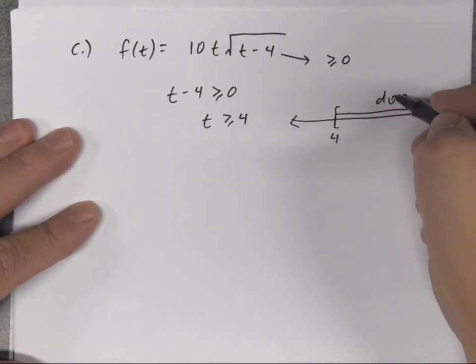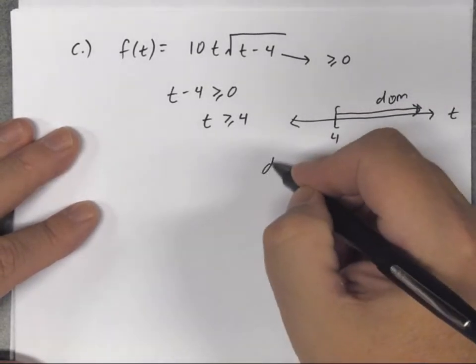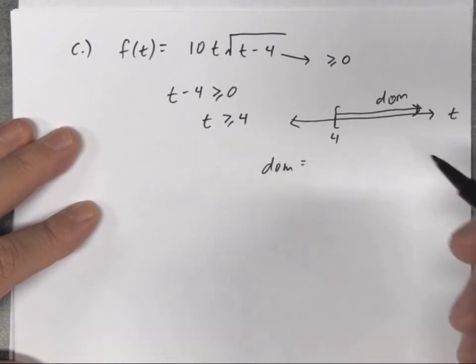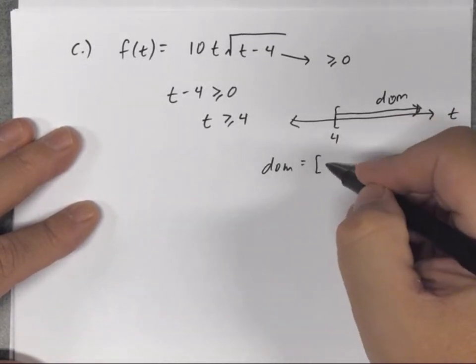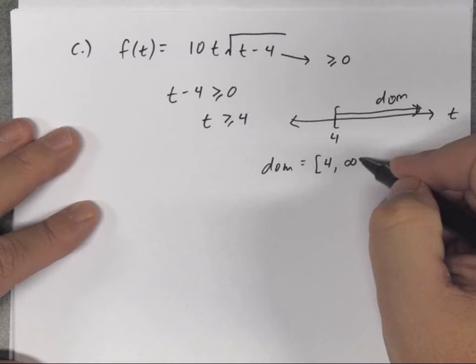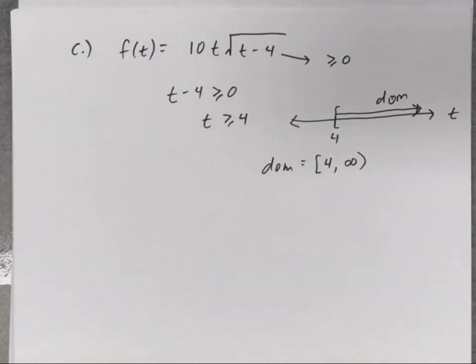So this is now my domain. If I want to write it as an interval, it starts at 4 and it goes to infinity. So the domain for this expression just says t has to be greater than or equal to 4.